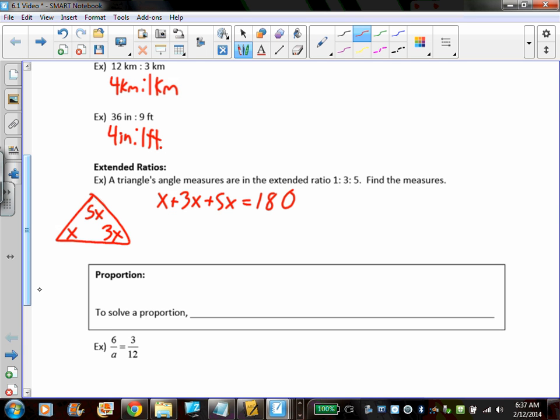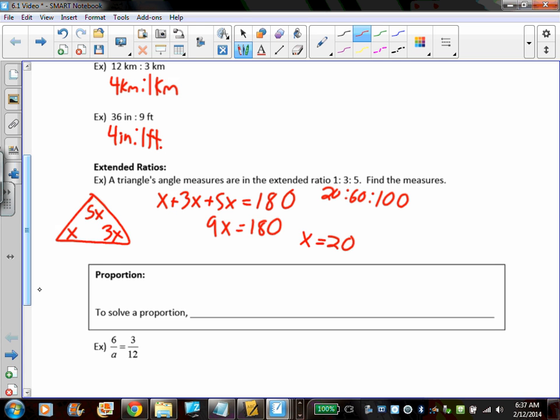X plus 3x plus 5x is 9x equals 180. That gives us, when we divide by 9, that x equals 20. That means our 3 angle measures are 20, 60, and then 100. So you see that those angle measures kind of go in that ratio, which is what we were looking for.